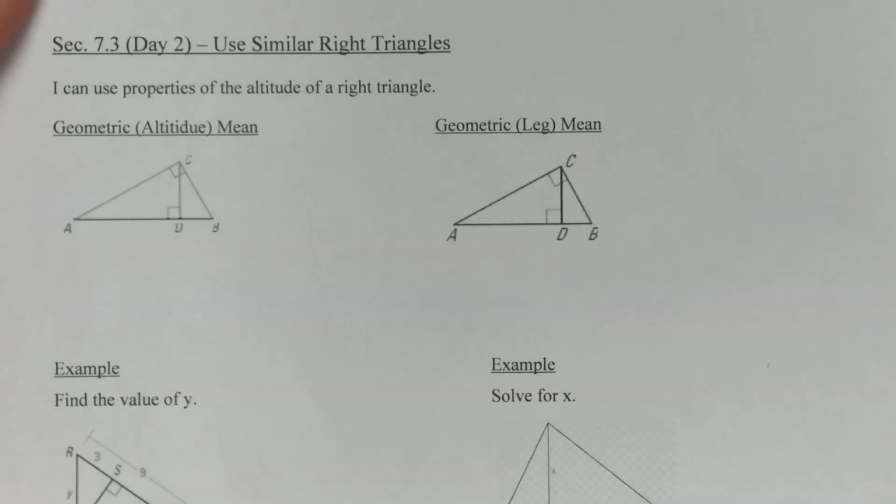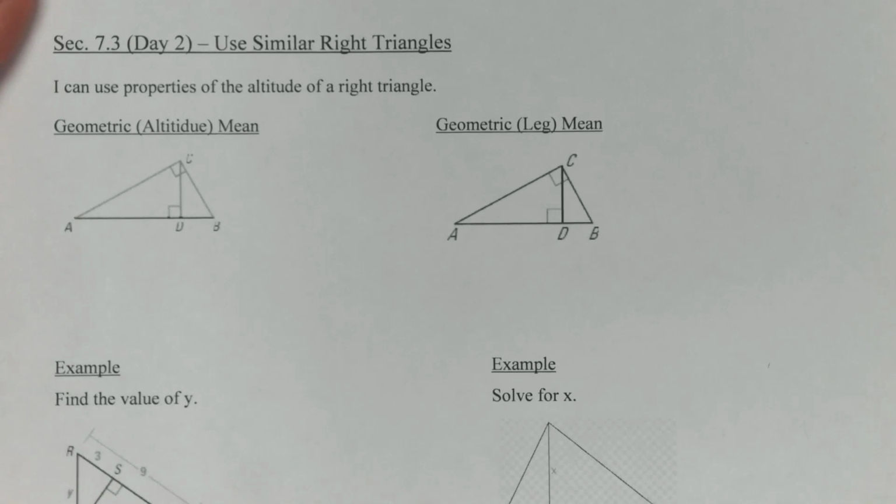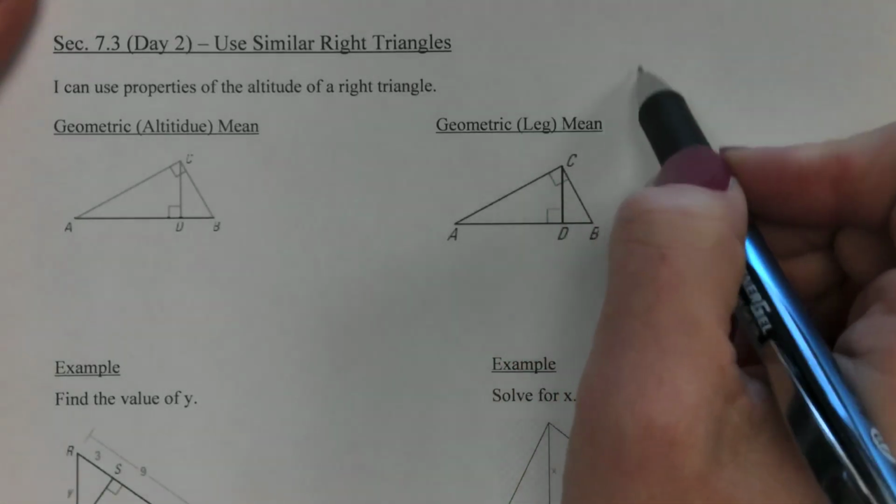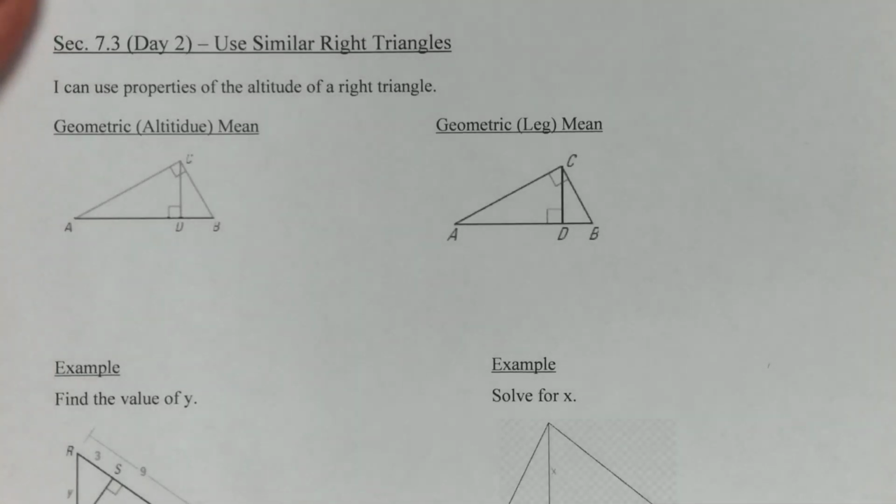This is section 7.3, day 2, and today we're going to take our idea of similar triangles and move into just a couple of shortcuts. You could actually not watch this lesson at all and stick to our 3 triangles method, where we were drawing our small, our medium, and our big triangle, and that method will work for you every time.